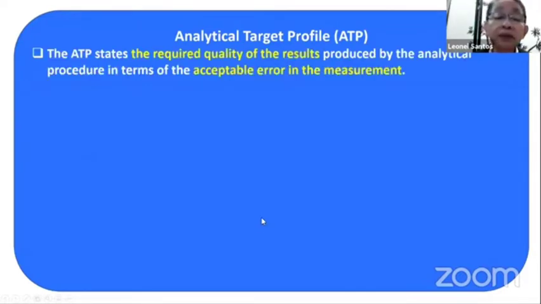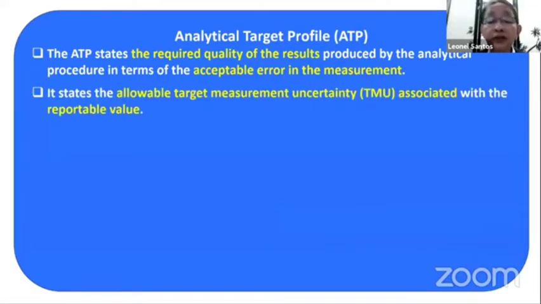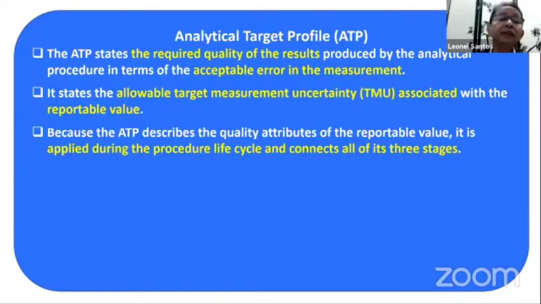Let's talk about the analytical target profile. The analytical target profile states the required quality of the results produced by the analytical procedure in terms of acceptable error in the measurement. Also, it states the allowable target measurement uncertainty associated with the reportable value. And because the ATP describes the quality attributes of the reportable value, it is applied during the procedure life cycle and connects all the three stages.